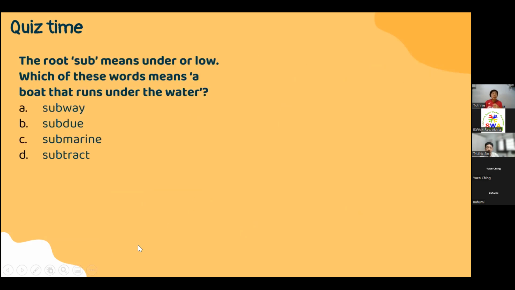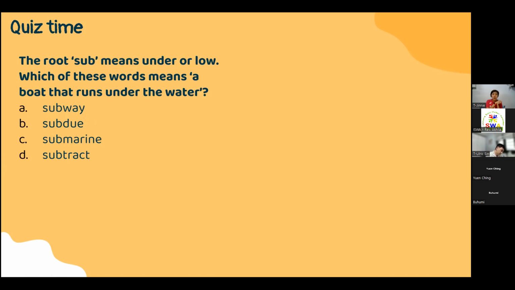Okay, so next question. The root sub means under or low. Which of these words means a boat that runs under the water? Okay, sub is already given to you, but now we want to identify which of the words means a boat. Whatever is added to the root word sub has a meaning of boat.